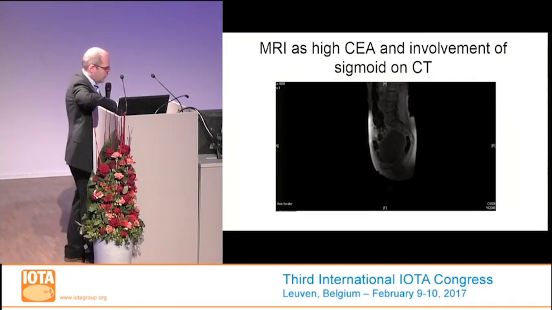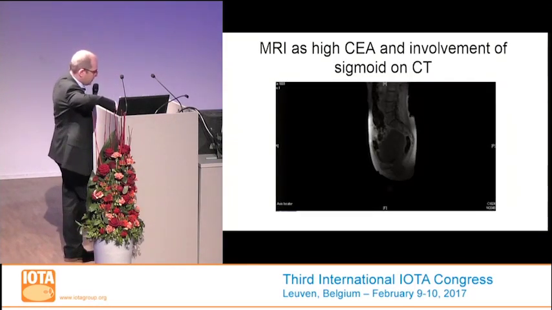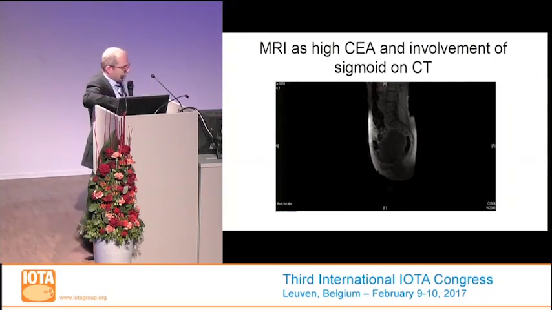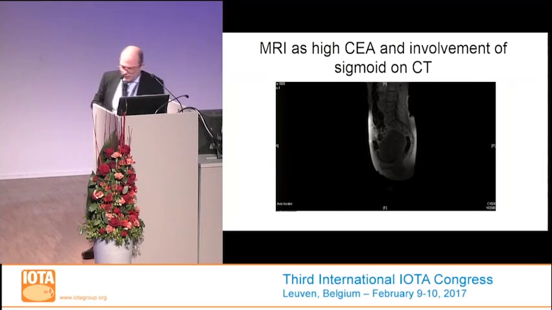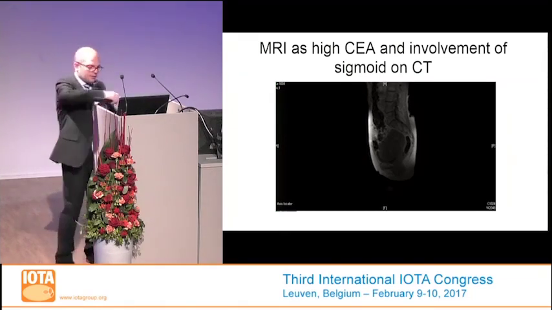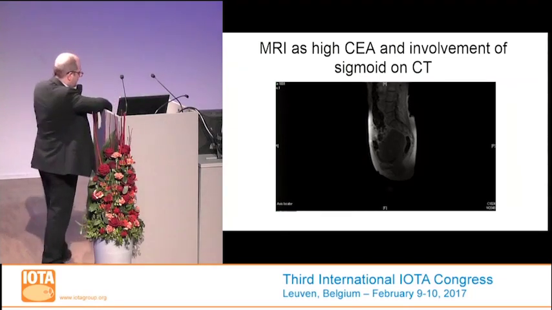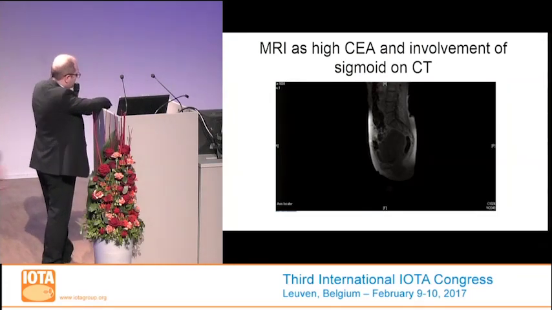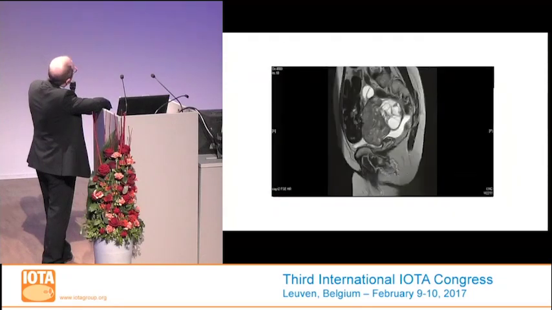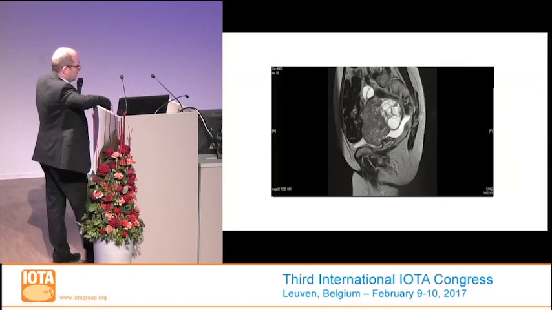This patient went for a CT scan first because we don't normally do an MRI. But the CT scan picked up sigmoid, large bowel involvement. So we arranged as well MRI for further characterization and a chest CT. This is not a very good MRI, but this is a T2, is it? I have only one image.